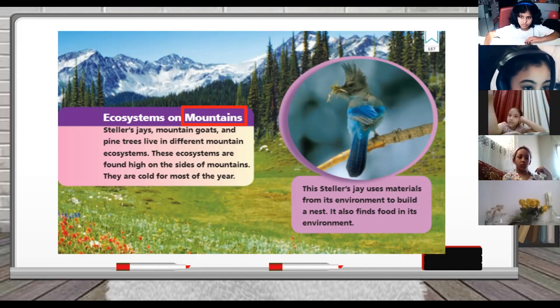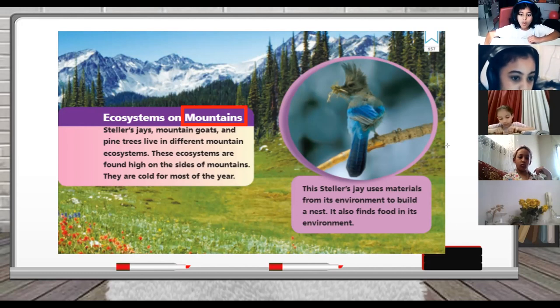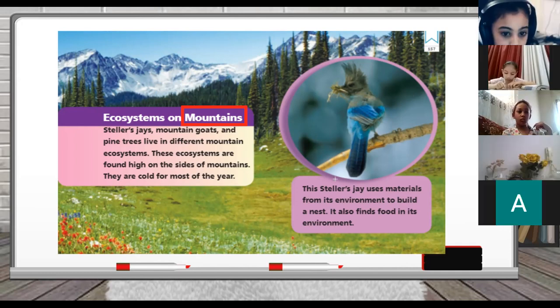Miss, also the goat live in the mountains. Excellent. Yes. Excellent. Well done. Okay. This bird called a stellar jay, it lives in the mountains. It uses some materials that it can find in this environment to build their nest. Also, they find food in this environment.